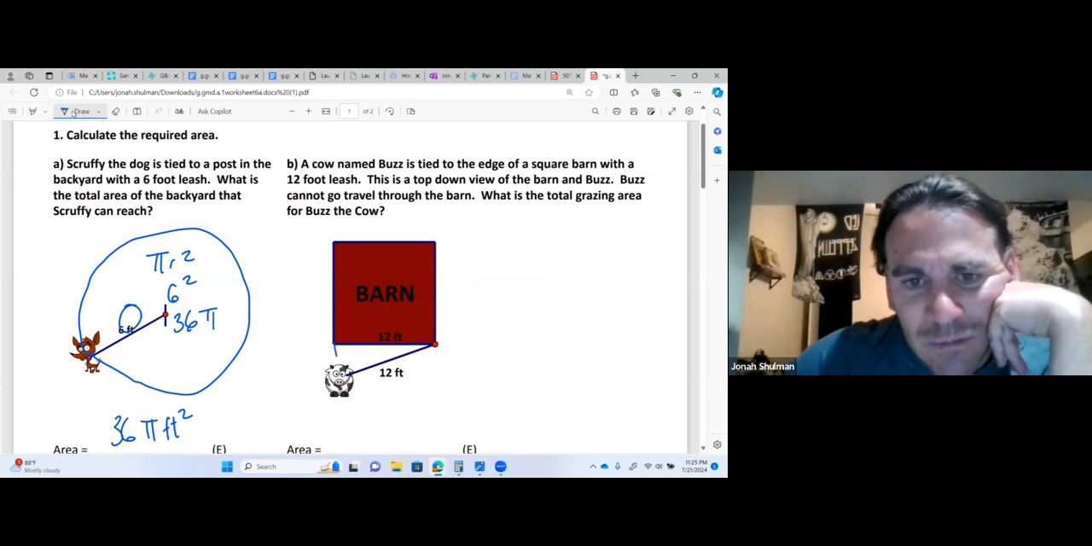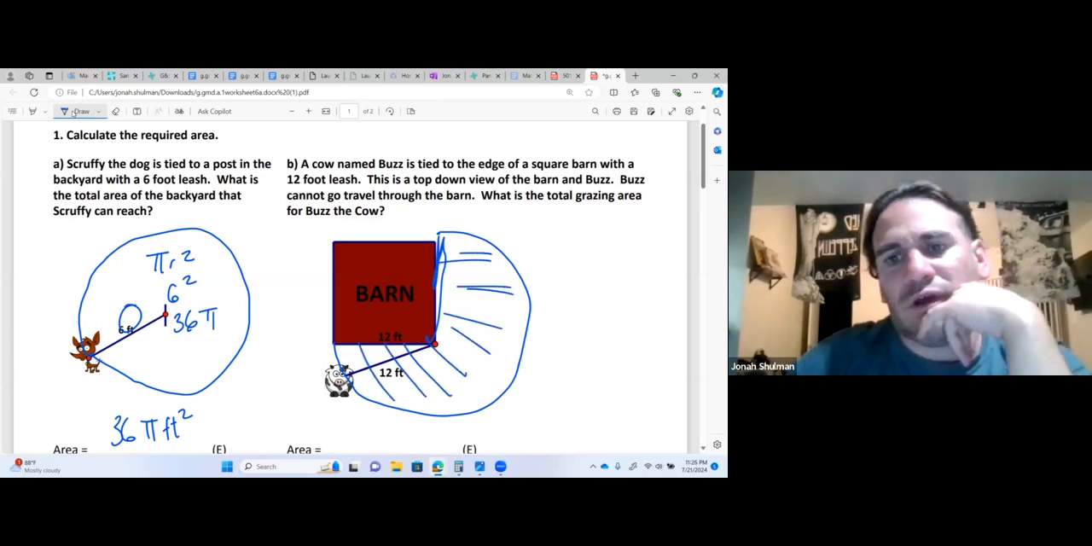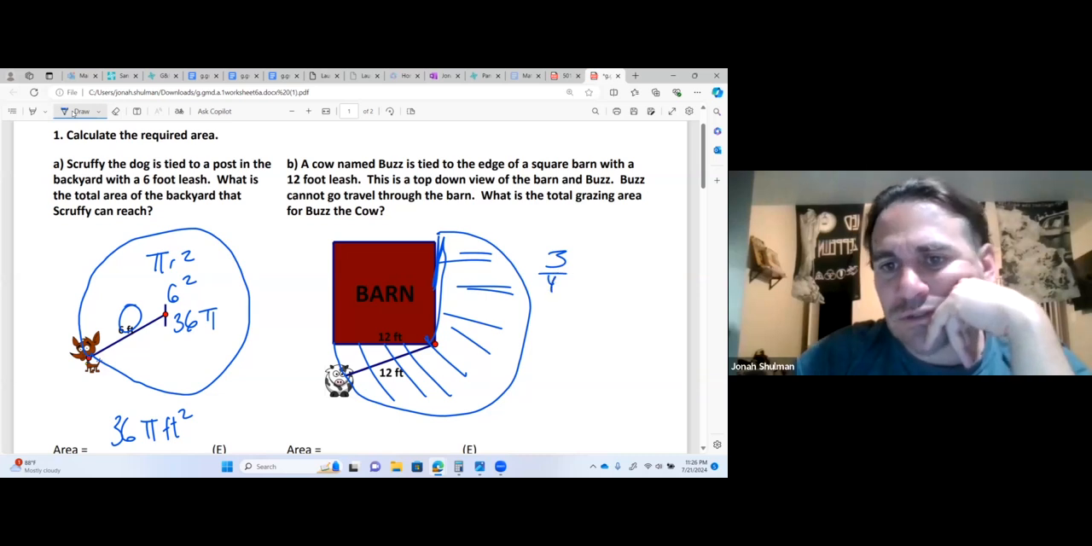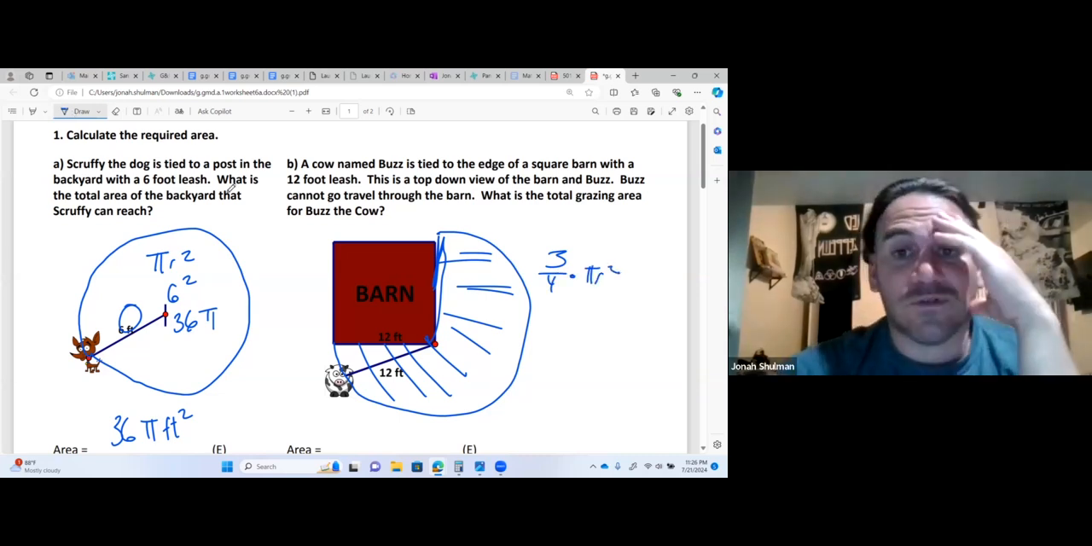But now we've got Buzz. Buzz is trying the same thing, but oh no, boom, boom, boom. So it's 12 feet. He gets stuck. So this is where Buzz can travel. Is it a whole circle? No, it's going to be 3/4 times pi r squared because it's not the full circle.